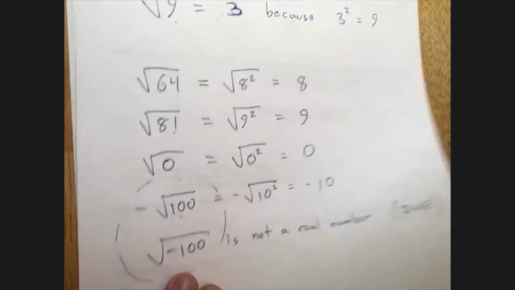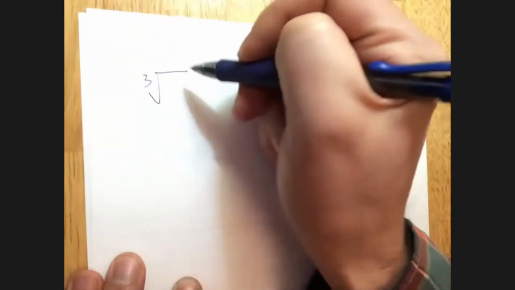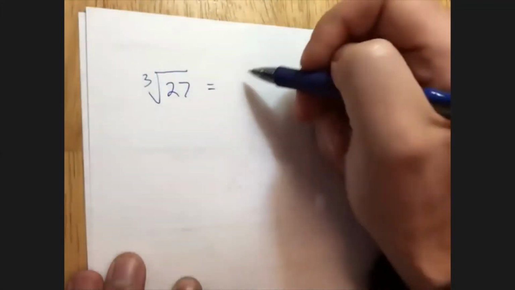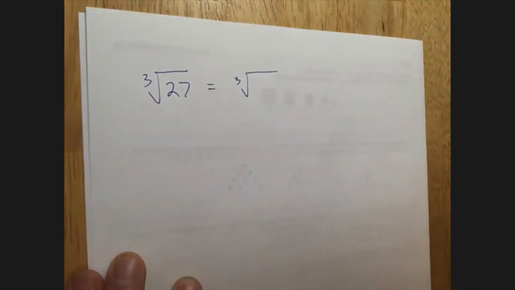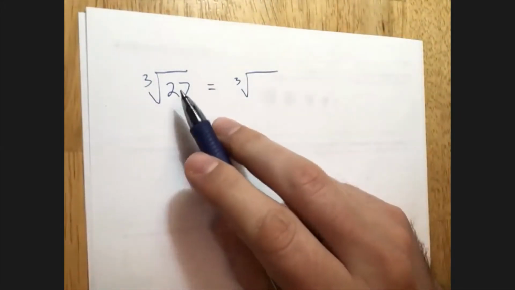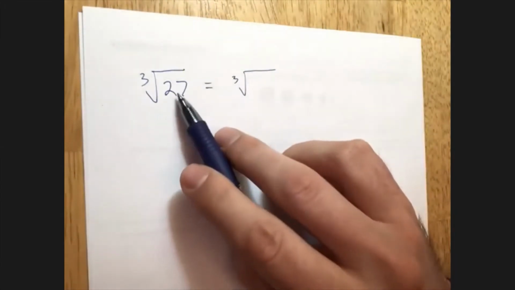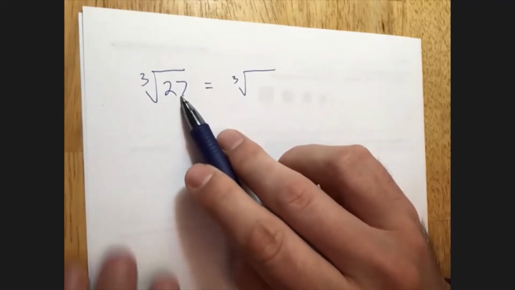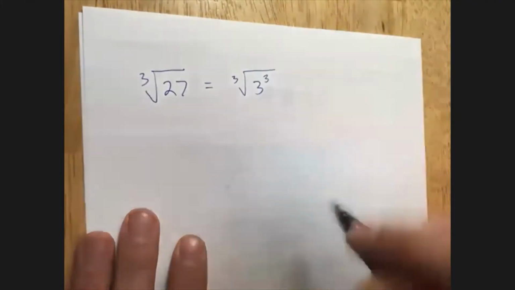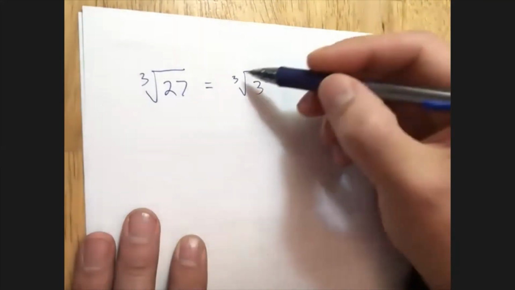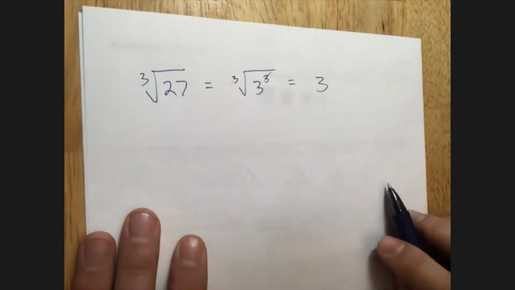So let me get another sheet here. So what about the cubed root of something, like the cubed root of 27? Well, the cubed root of 27 is going to be the number that when cubed gives me 27. I'm not going to say non-negative here. It's the number that when cubed gives me 27. Well, 3 cubed is 27. And so the answer is 3. Notice that this symbol and that symbol pretty much just cancel off.